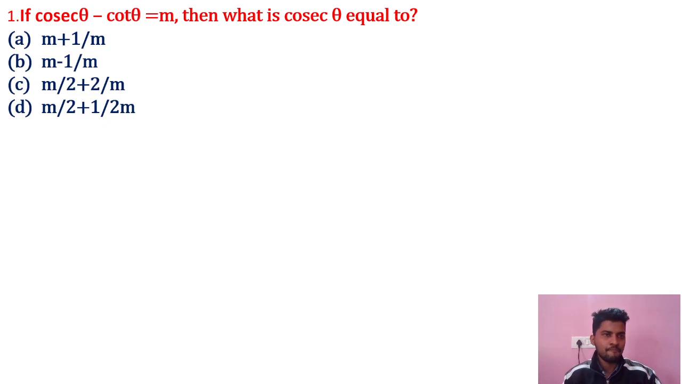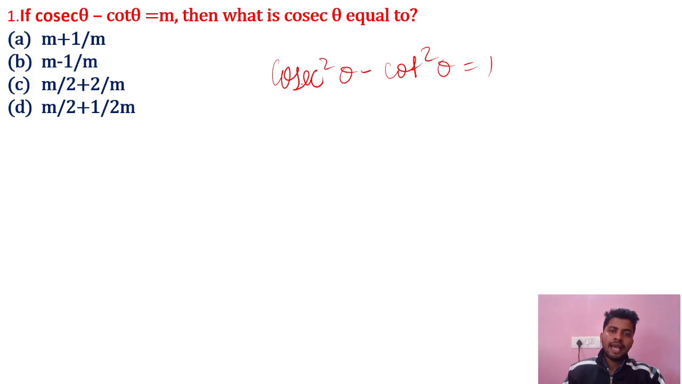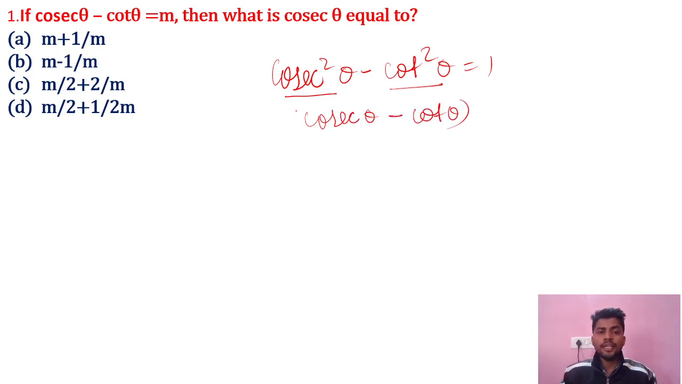So let's start. Now, the first question is, if cosec theta minus cot theta is equal to m, what is cosec theta equal to? As we know, one Pythagorean trigonometric identity: cosec square theta minus cot square theta is equal to 1. And if we break it in the format of a square minus b square, that is a plus b into a minus b, where a is cosec theta and b is cot theta, then we will get cosec theta minus cot theta into cosec theta plus cot theta.